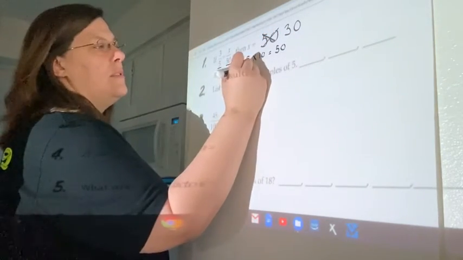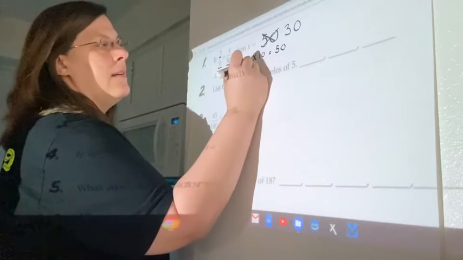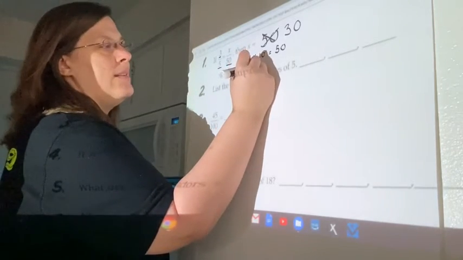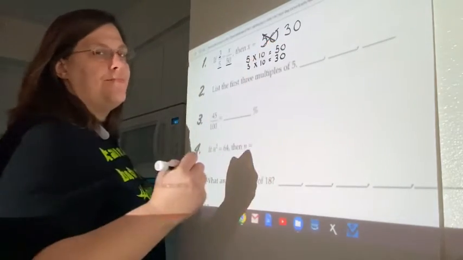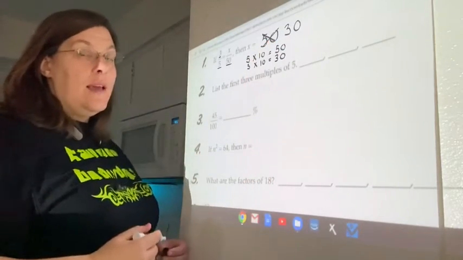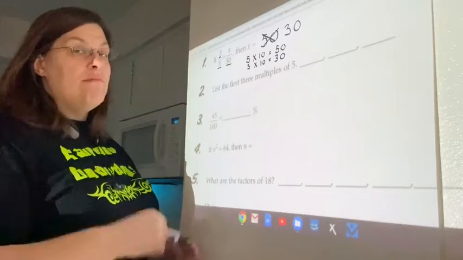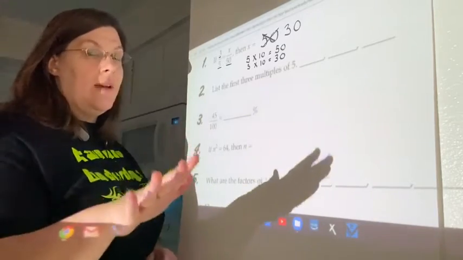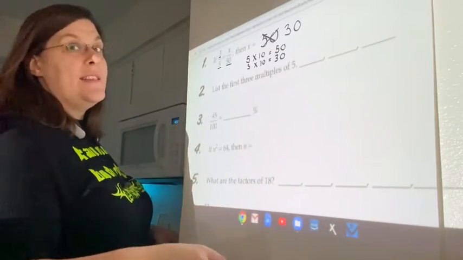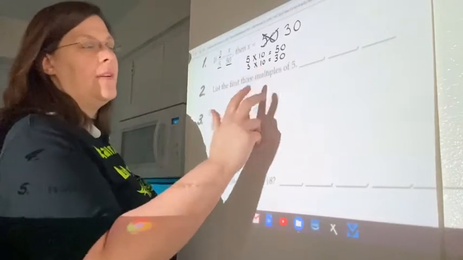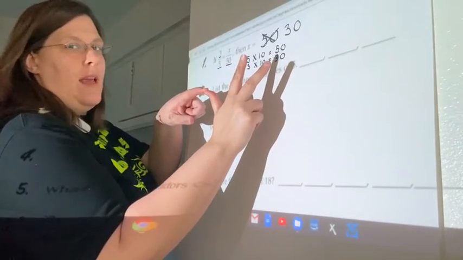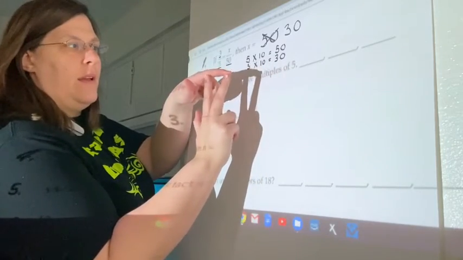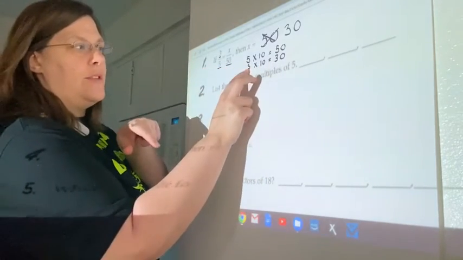Then all we have to do is take the 3, times it by 10, and that will give us the right answer. Now, just in case you don't know your times tables yet, and that's okay, things happen, we can go ahead and skip count, because this is a really easy skip count. So there's our 3, 10, 20, 30.